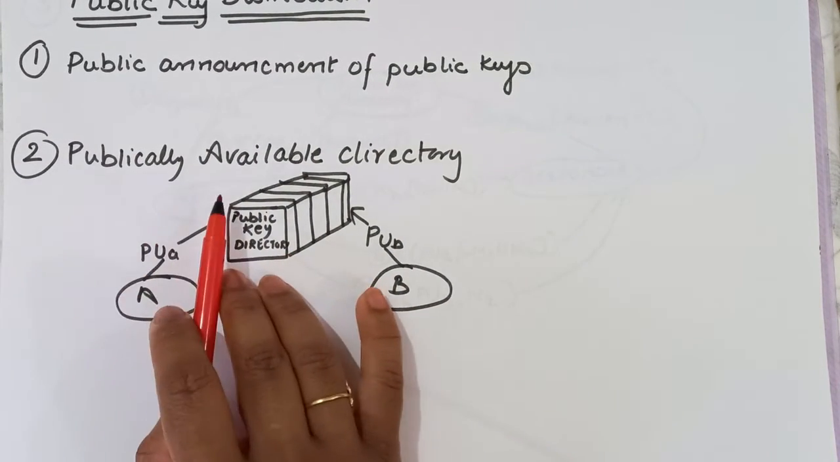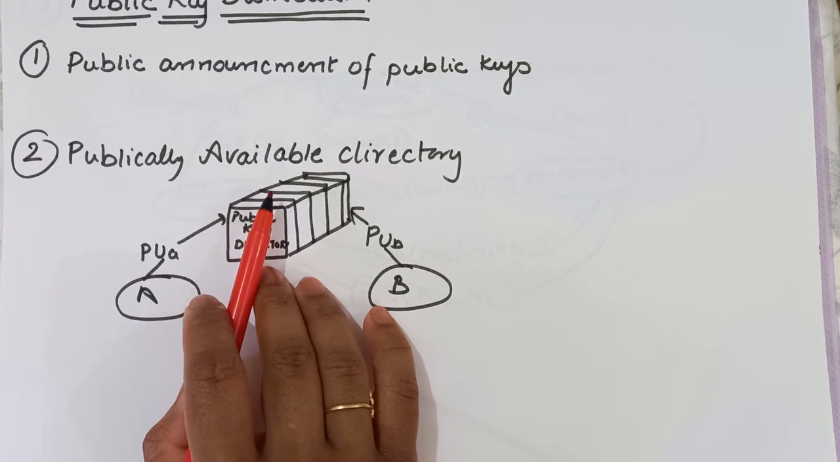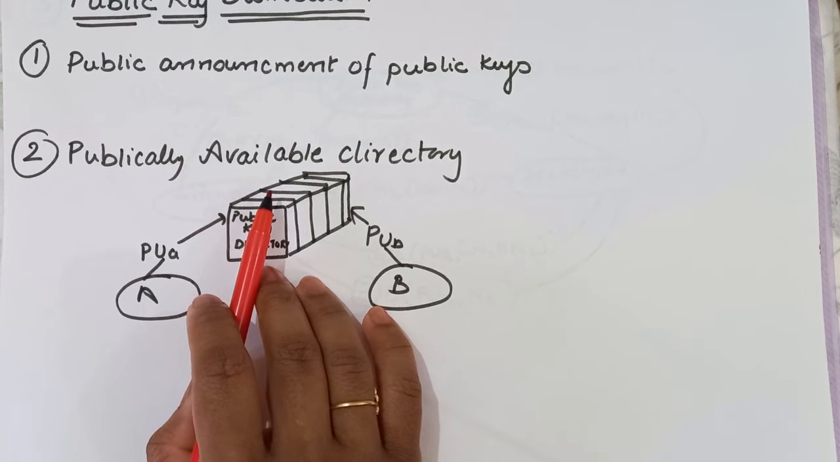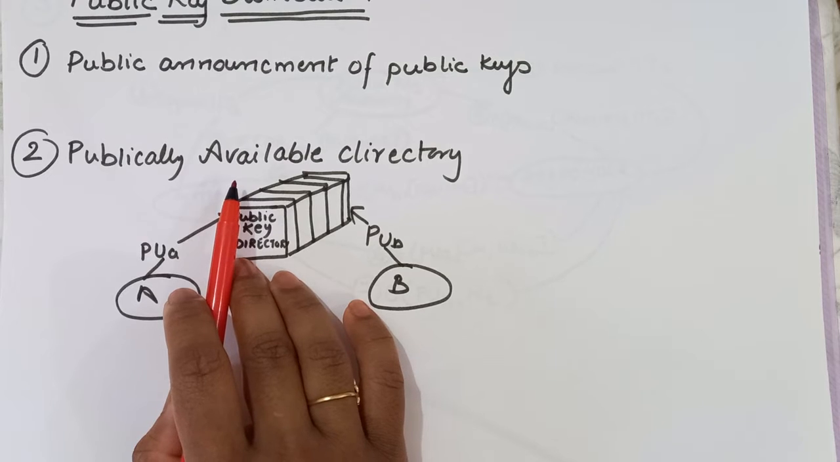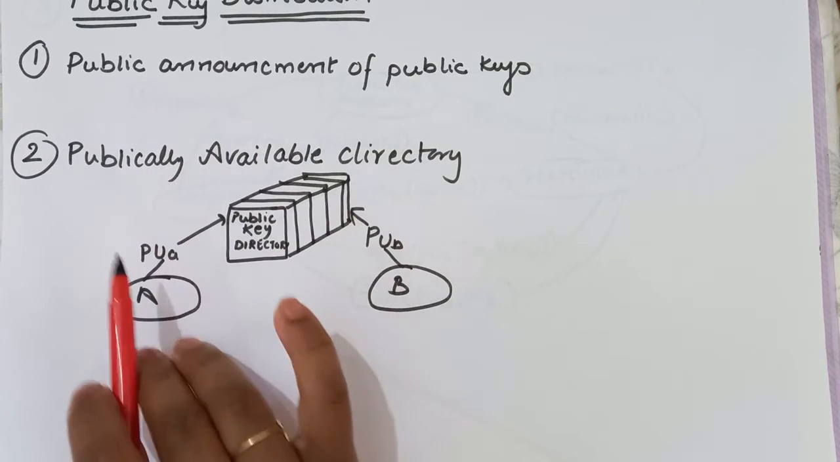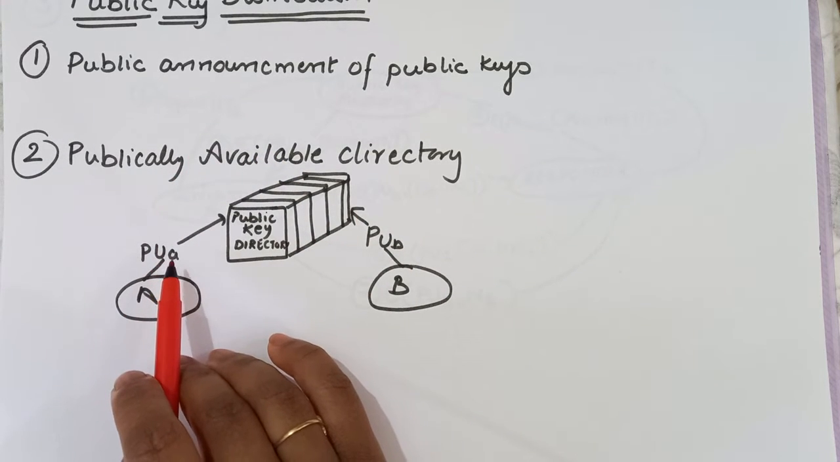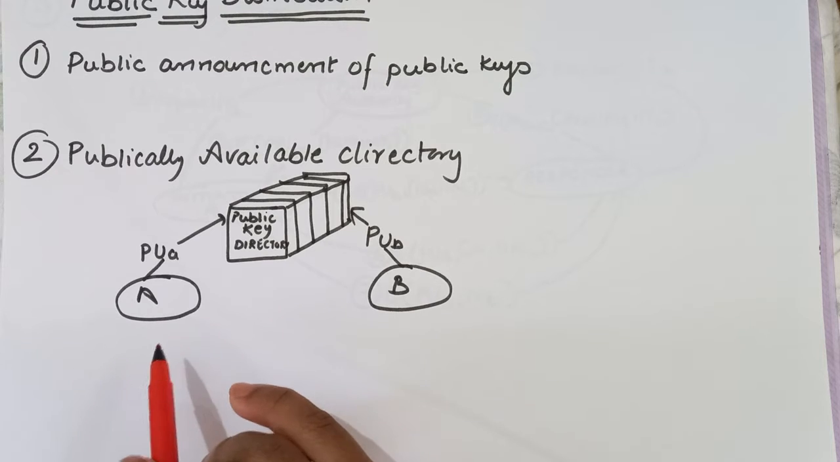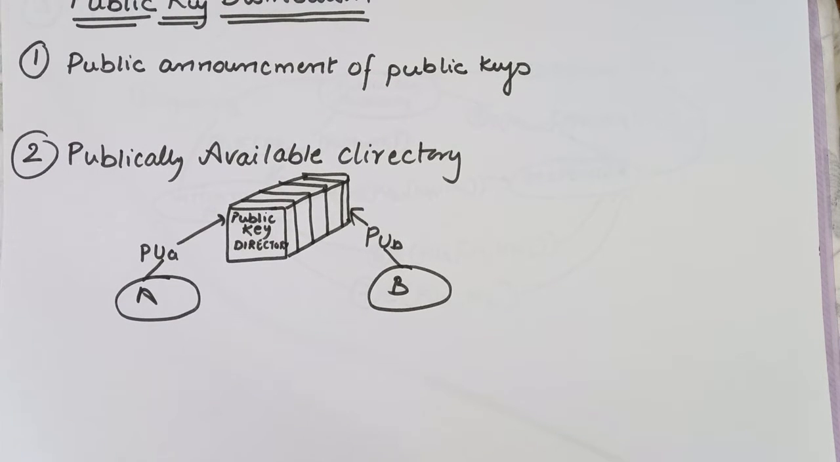Moving ahead to the second method, which is the publicly available directory. This provides a greater degree of security, which is not there in the public announcement of public keys. What is done here? Basically, there's a third party public key directory. This third party maintains all the public keys of different users.